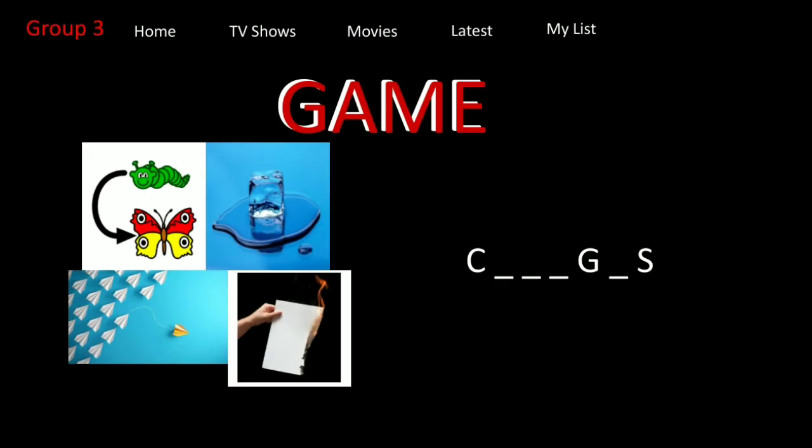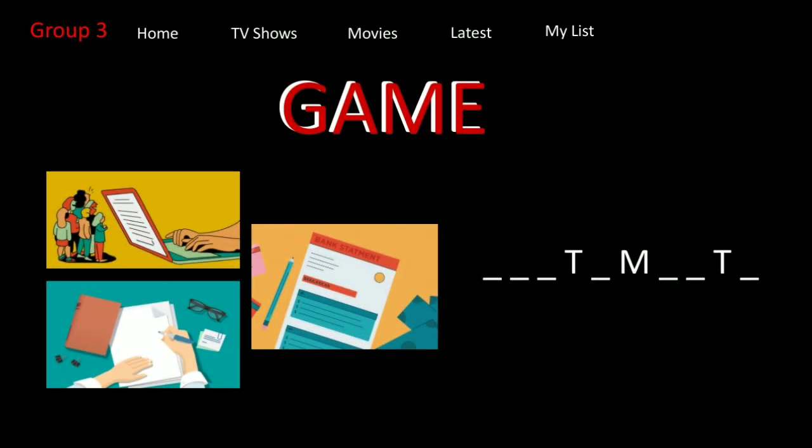So let's have a game. As you can see in the picture, there is a caterpillar turning into a butterfly, ice turning into water, a plane turning into a paper craft, and paper turning into fire. So, any guess? Very good. Changes.